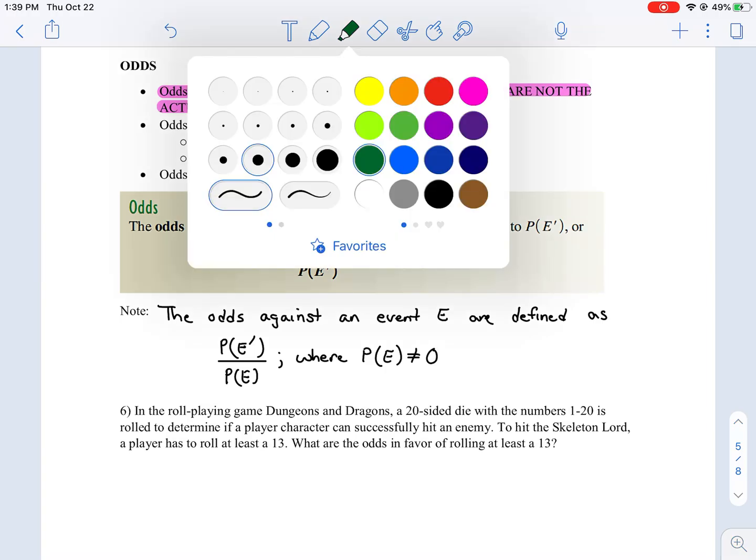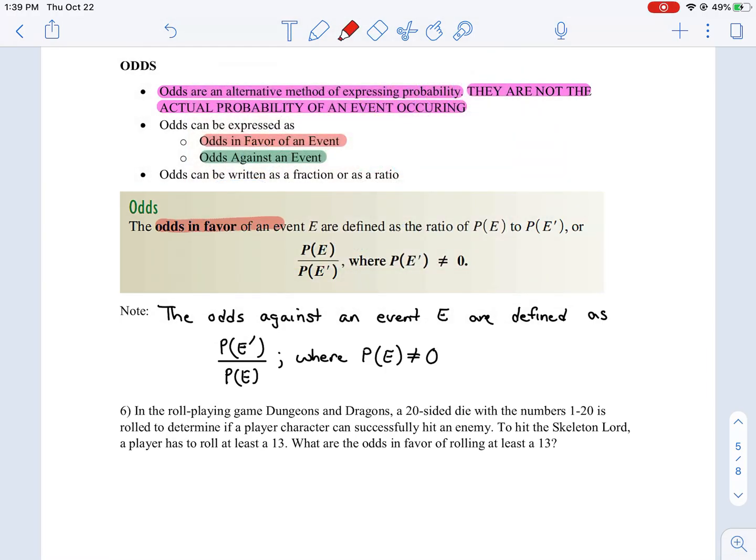So here are the odds in favor. The odds in favor of an event E are defined as the following. It's the probability of E divided by the probability of the complement of E, provided that the probability of the complement of E is not 0. The odds against an event E occurring is the reciprocal of the odds in favor, and it's defined as the probability of the complement of E divided by the probability of E, where the probability of E does not equal 0.